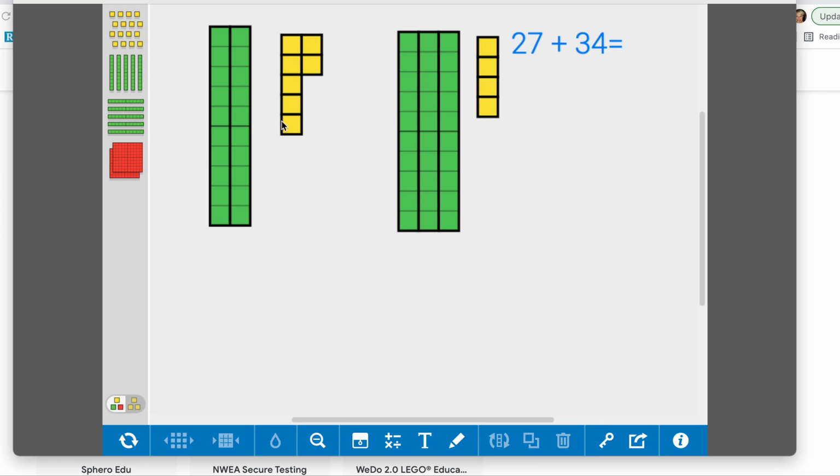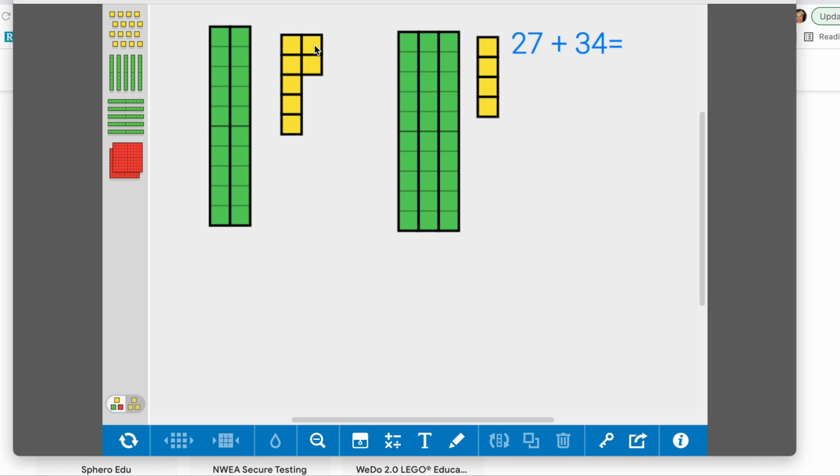So this strategy is called compensation, which is basically just taking some ones from one of the addends and moving them to the other addend so that we can get what we call a friendly number, which is a tens number, because it's much easier to do mental math when you've got a tens number, meaning 10, 20, 30, 40, and so on in your head. So the first thing that we talked about is that we look at the ones place that would be closer to making a new 10.